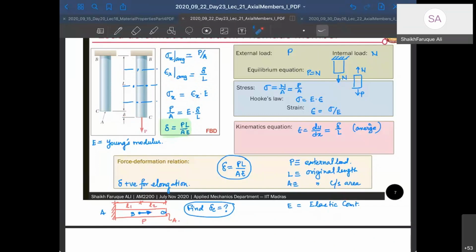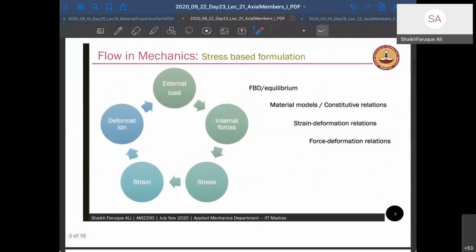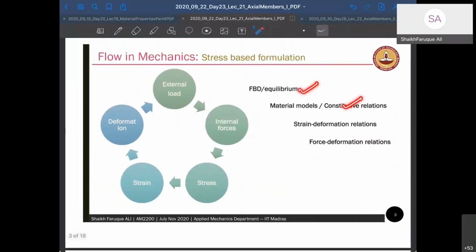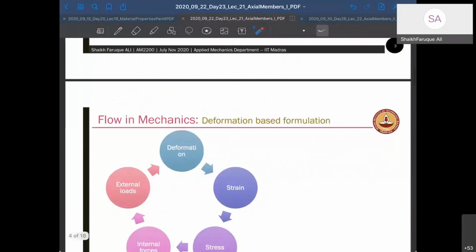How do you go? Again, same thing. This is the direct formulation. So you know P, and from P you can find the internal force. Anywhere you take internal load, it will be P. So the stress is constant all through. So we can write the stress as N by A, where N is the internal load. So equilibrium equation gives me this. If you remember, I have shown how you go about it. You go by equilibrium equations, then material model, then strain deformation, then force deformation relationship, right?